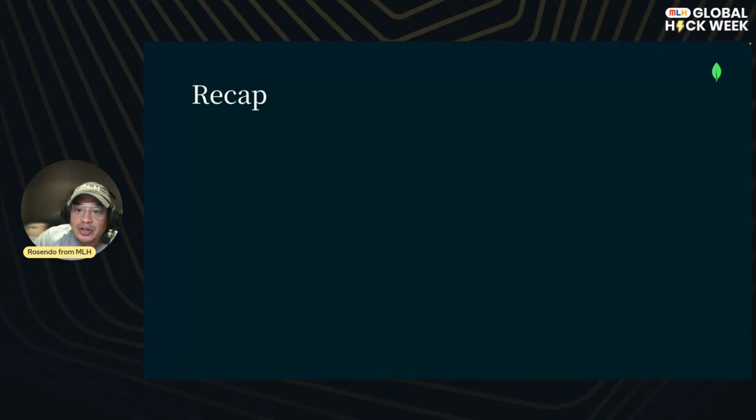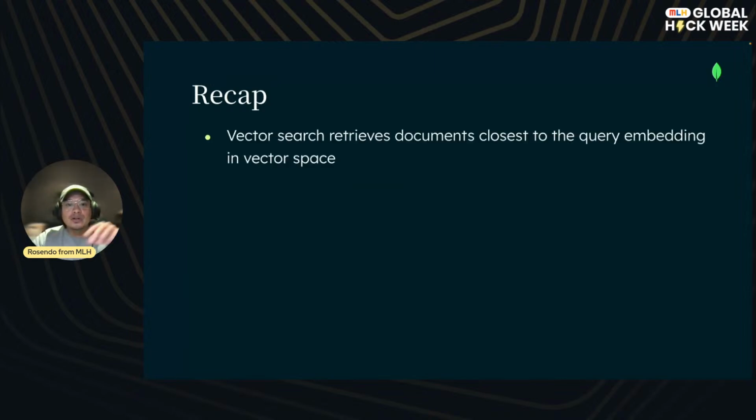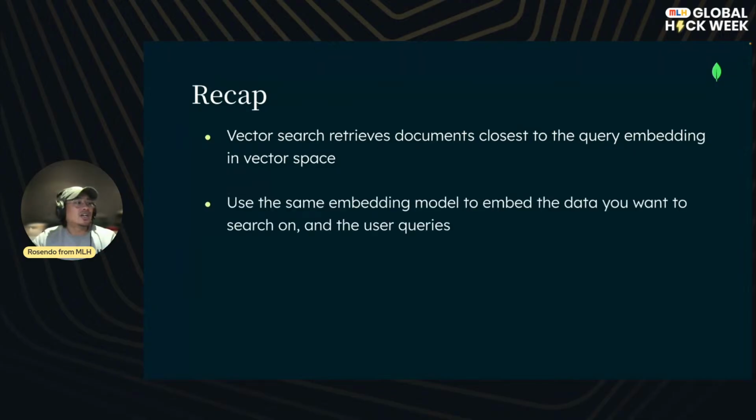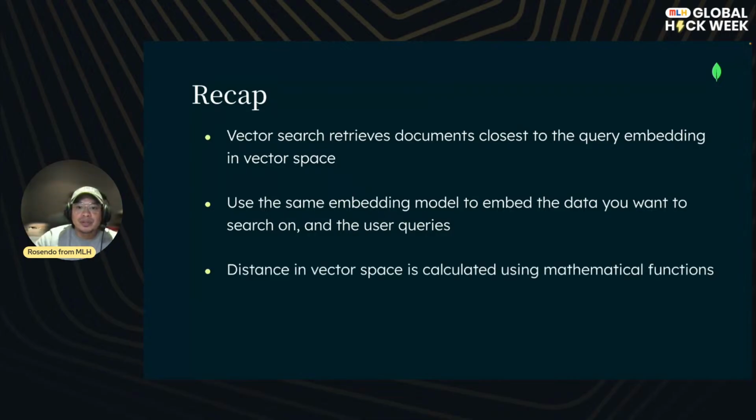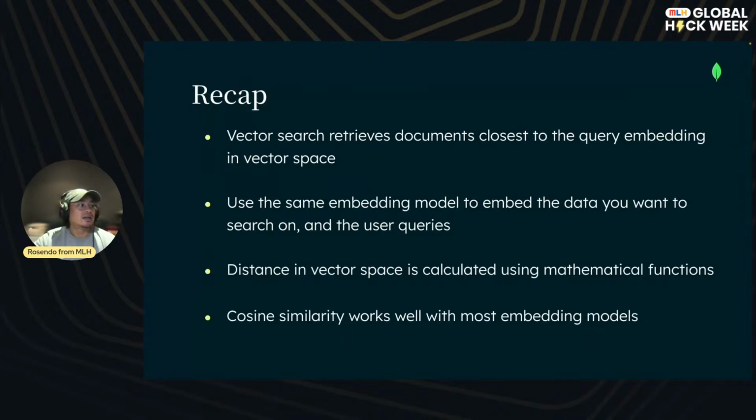Cosine similarity. So let's recap real quick. First, vector search retrieves documents closest to the query embedding in that vector space. Next, you're going to use the same embedding model to embed your query as well as the data that you're searching on. And then third, the distance in vector space is calculated using mathematical functions. So you have the cosine, you have the dot product, and then you have the Euclidean distance. And then lastly, the cosine similarity works well with most embedding models.